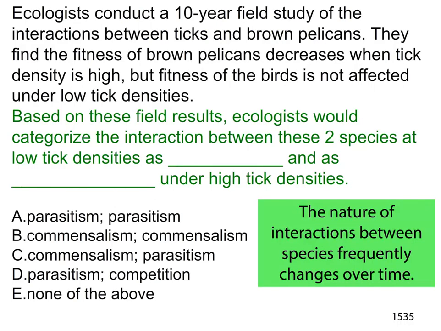So ecologists went one step further to conduct a 10-year field study of the interaction between ticks and brown pelicans. They found that the fitness of brown pelicans decreased when tick density is high, but the fitness of the birds is not affected under low tick densities. Based on these field results, ecologists would categorize the interaction between these two species at low tick densities as one thing and as something else under high tick densities.